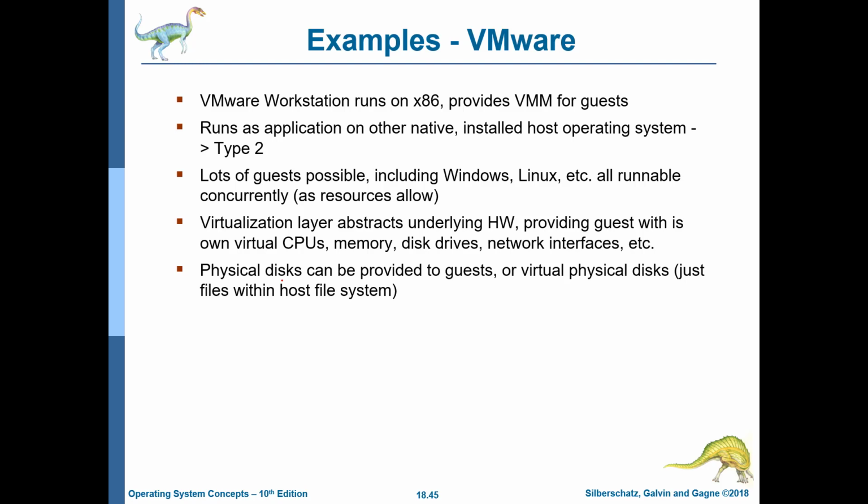So some examples. VMware was one of the earliest companies which started making Type 1 and Type 2 hypervisors. Type 2 hypervisors, of course, run as native applications and they support all kinds of guests: Windows, Linux, and so on. The virtualization layer abstracts the underlying hardware and provides the guest with its own virtual CPUs, memory, disk drives, network interfaces, everything. Physical disks can be provided to guests if we have enough of them, that is, if the number of physical disks is more than the number of guests. Otherwise, they need to be virtualized as we have discussed.